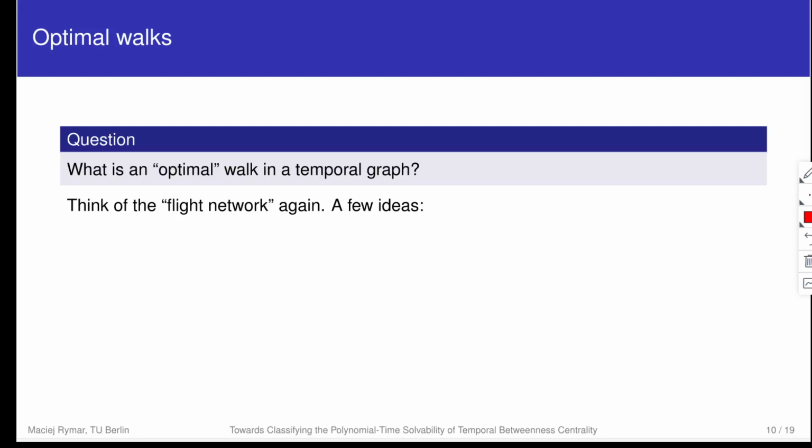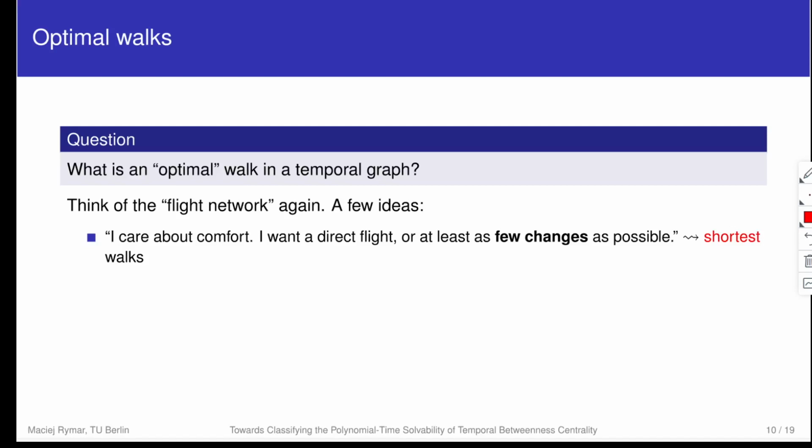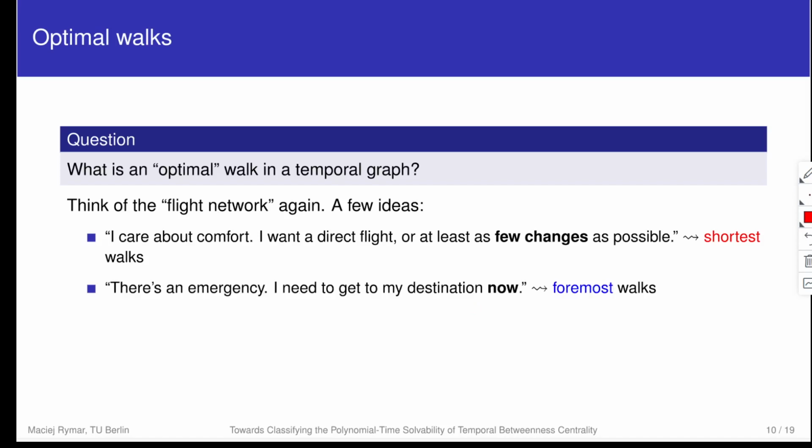And then we'd like to talk about optimality in a graph. And for that reason, let us think back to this flight network again. So we have a few ideas. For example, let's say that I care about comfort. I want a direct flight, or at least as few changes as possible. And this leads us to shortest walks, right? So this is an optimal walk because it makes as few changes as possible, as we take as few flights as possible.